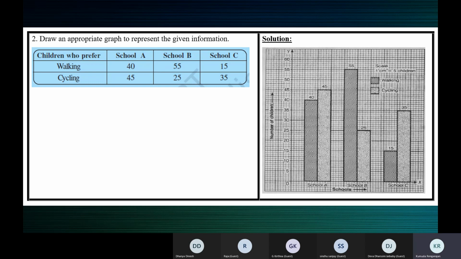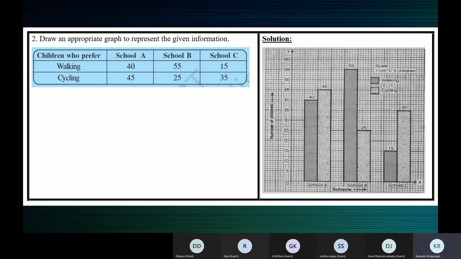Now you can see that for each of the schools, we have two different things: walking, cycling. Probably some children prefer walking to school. They live close, they live in the neighborhood, so they prefer walking to school. Some children prefer cycling to school.